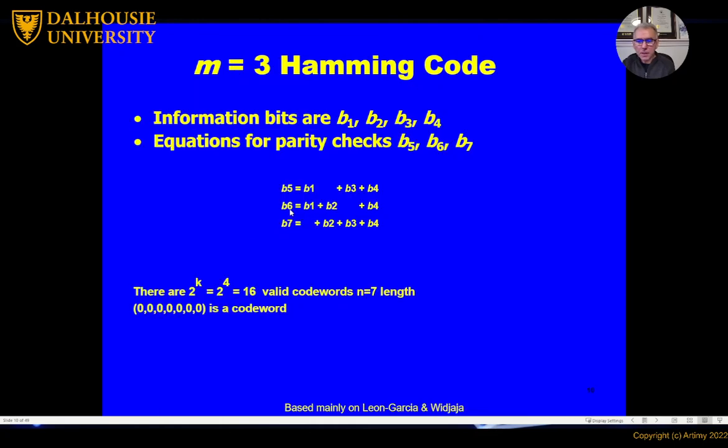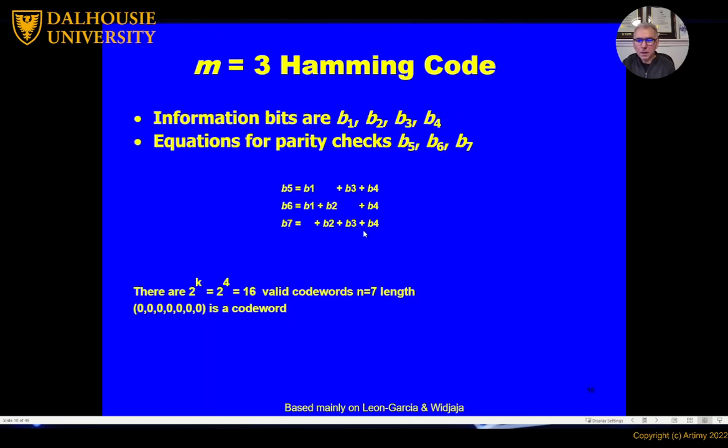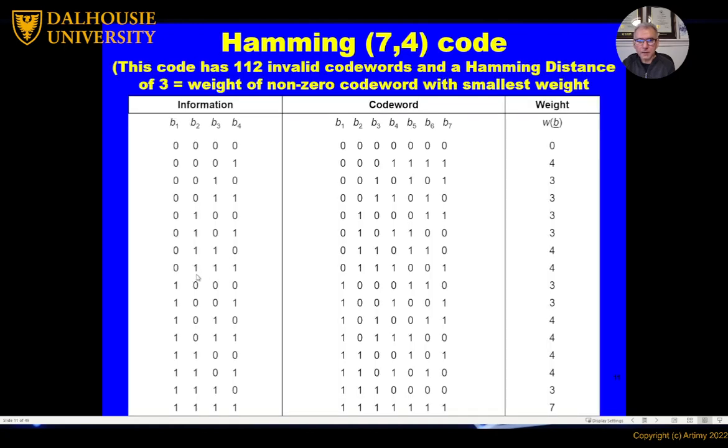Here B6 is the result of adding B1, B2, B4. So B1, B2, B4. So another 1. And finally B7 is the addition of 2 and 3 and 4. So B7 is the addition of 2, 3 and 4, which results in a 0. Right? So this is how I create my code word.